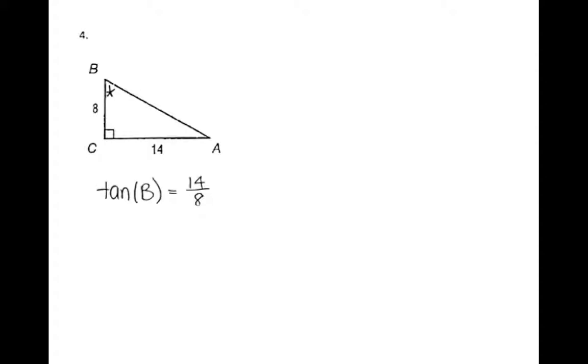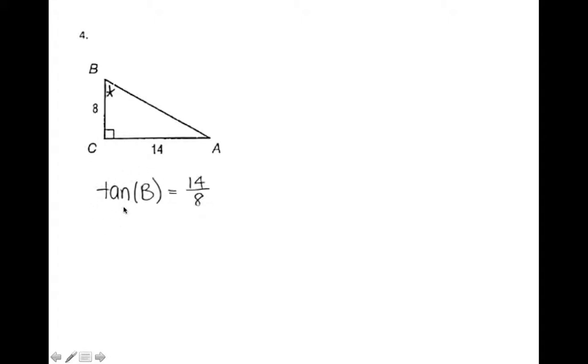So let's go ahead and look at an example of this. Here in this example, we're given the two sides, 8 and 14, and we're looking for angle B. Of these two sides, what we're given is the side opposite angle B and the side adjacent. So we're going to say tangent of B equals 14 over 8. Now we're looking for B, so we need to undo this tangent.